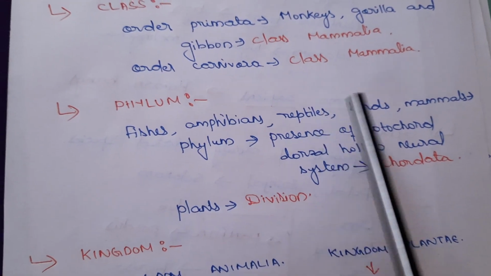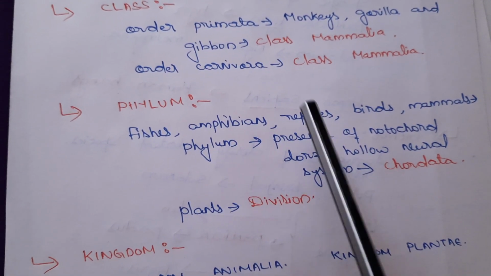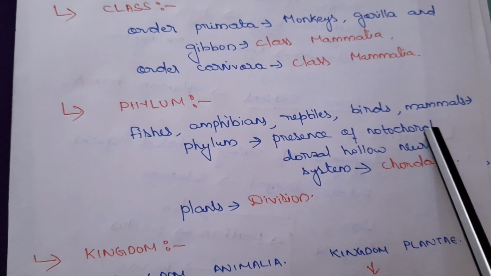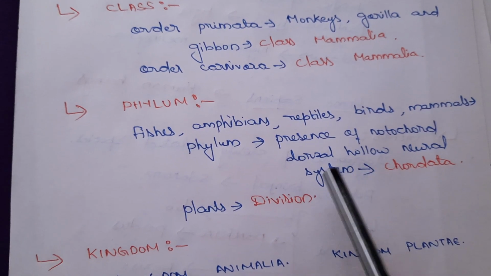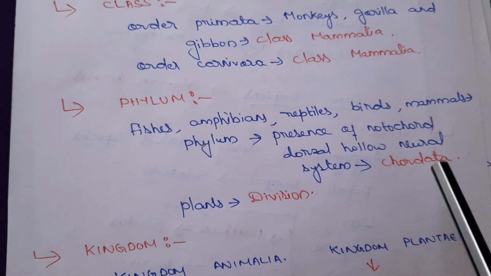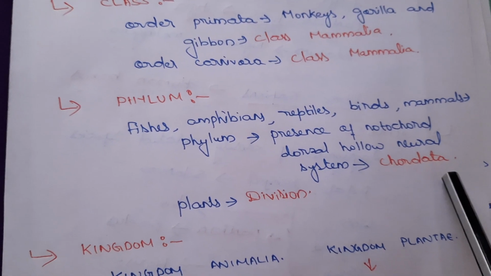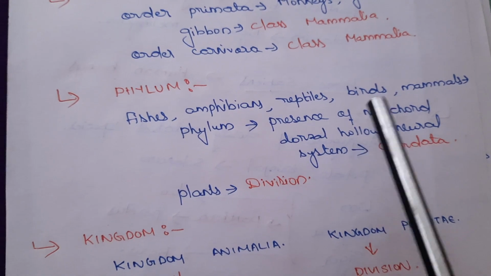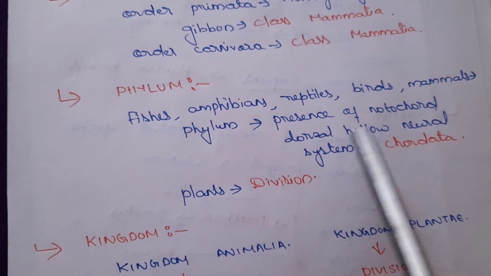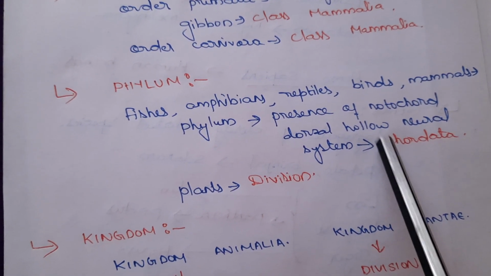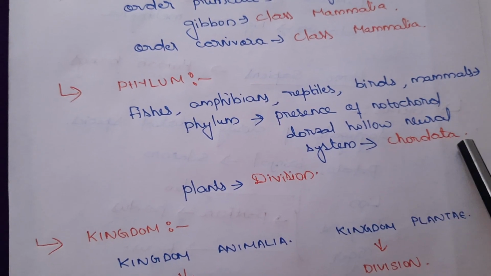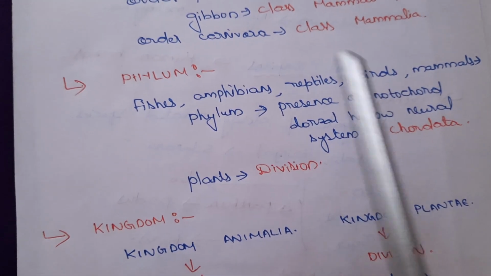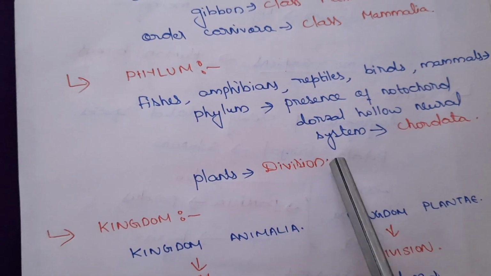Now here, fishes, amphibians, reptiles, birds and mammals all come under a single phylum, and this classification is based on the presence of notochord and dorsal hollow neural system. So all of these come under the phylum Chordata. They are all chordates. Now I will explain all this in the next chapter. That is why I'm just pointing out only the examples. We shall learn in detail in the next chapter about the phylum Chordata and what a notochord is. Now, as I said, in the case of plants, we call it division.